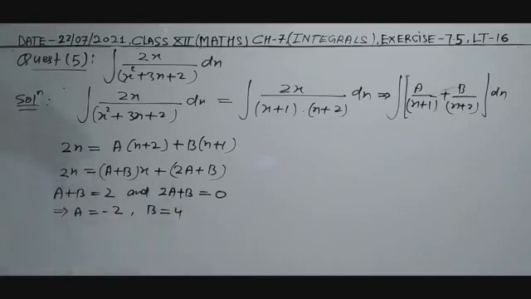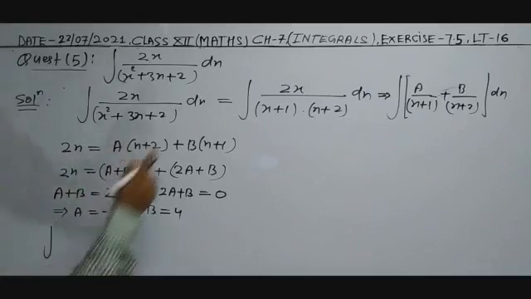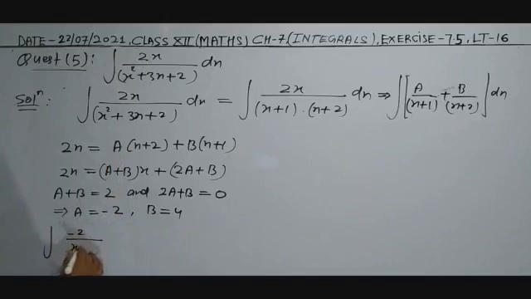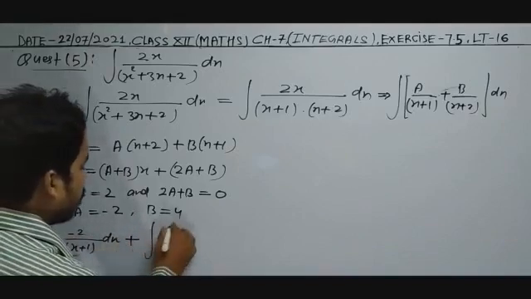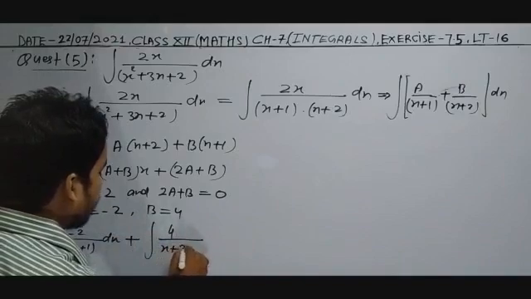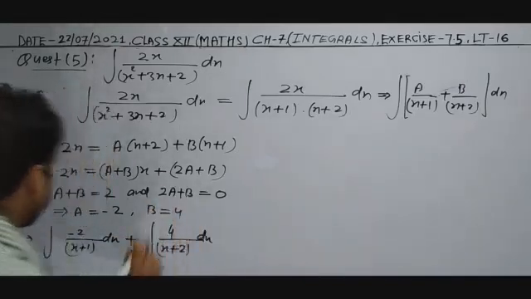So our integration will convert to integration over a, where the a value is minus 2. So minus 2 upon x plus 1 dx. And now plus 4 times integration over 1 upon x plus 2 dx.